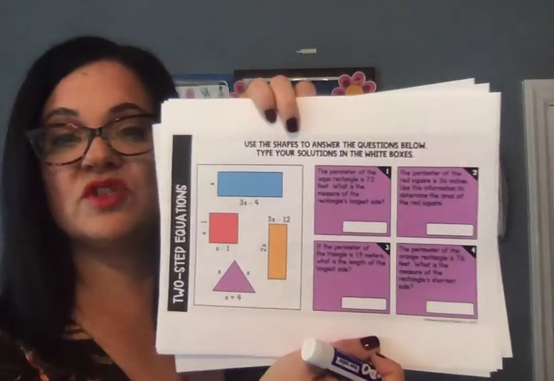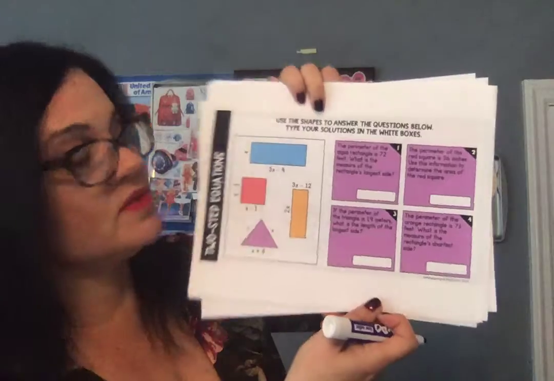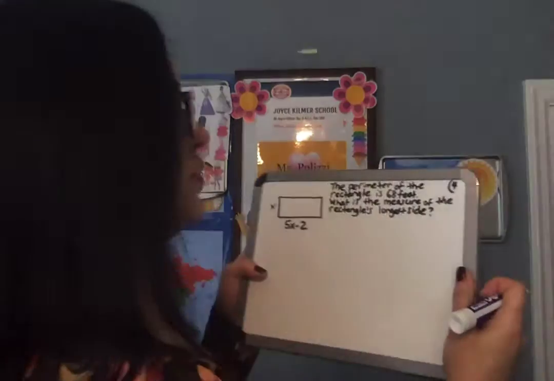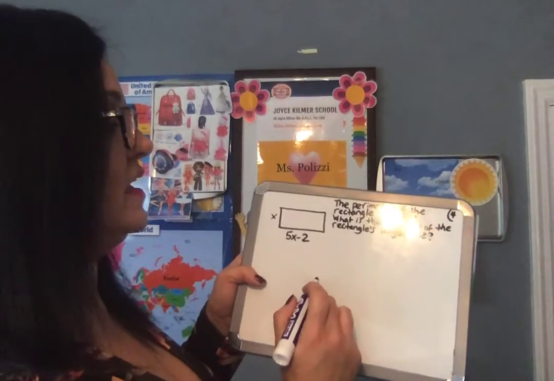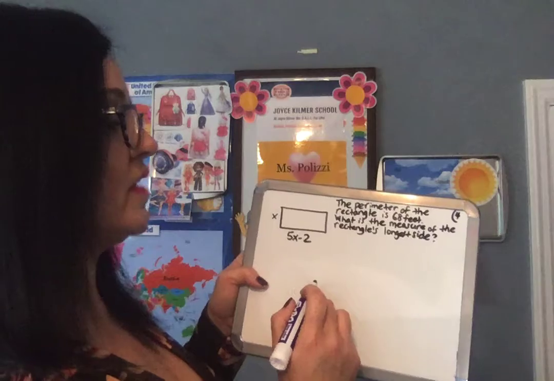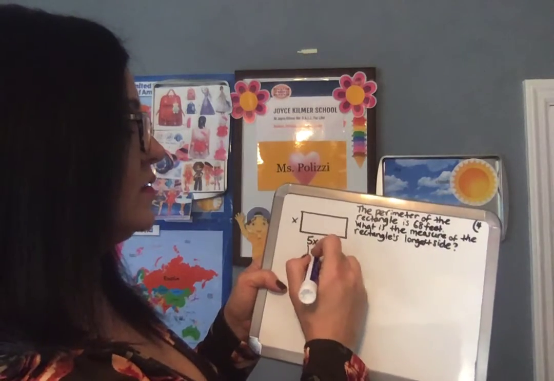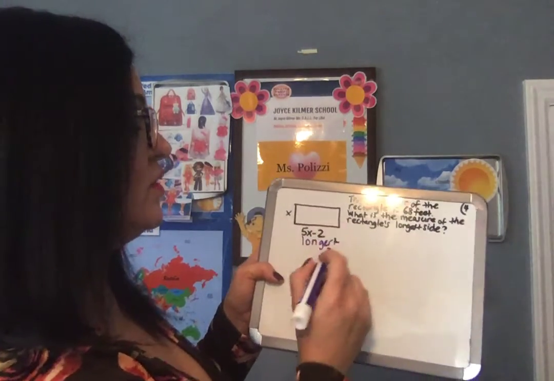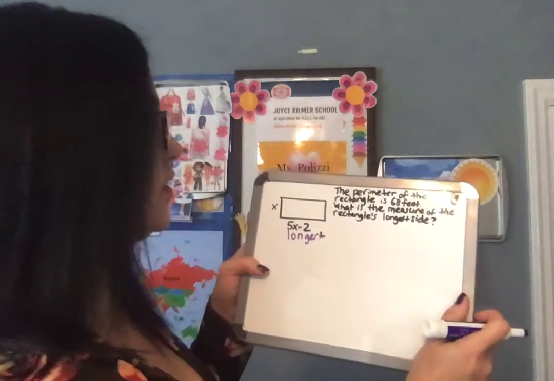okay? And the last type of problem that you will see, again, we're still working on 2-step equations, looks like this. We have some shapes, you have 4 word problems, and you have to solve them. So let's look at what one of those problems might look like. Okay, so here we have the perimeter of the rectangle is 68 feet. What is the measure of the rectangle's longest side? Well, this is the longest side, right? And we know that perimeter, we add up all the sides.